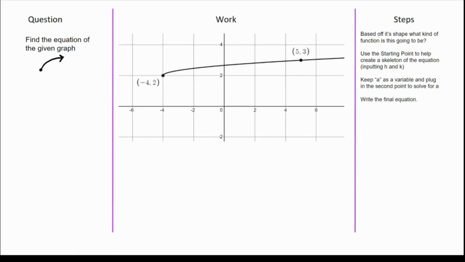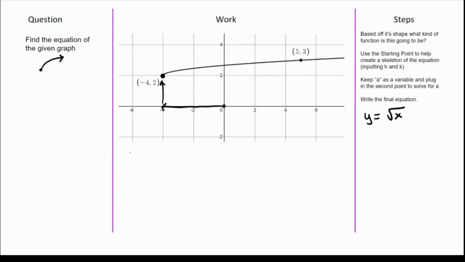In this case, we're getting this shape that starts at one point and goes on forever up and to the right. So based off of that, we know that we're dealing with a square root graph. Now, with a square root graph, my starting point is what's going to help tell us what h and k are, because normally it starts at 0, 0, because the square root of 0 is 0. And we're shifting this 4 units to the left and 2 units up.